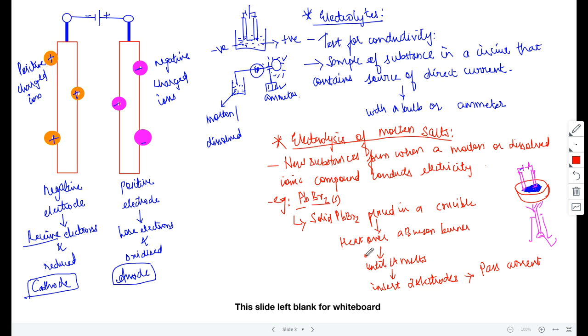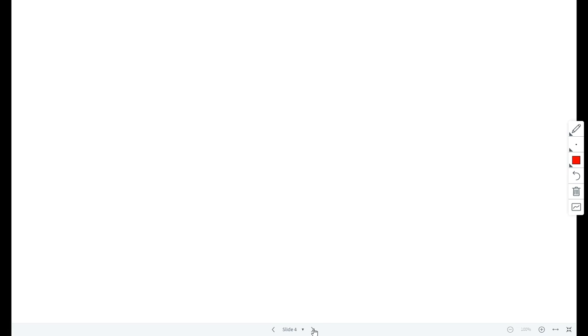So now we have conducted an experiment. I told you the procedure of how I am electrolyzing it. Now we are going to see the results. What are the two electrodes? The positive and the negative: the cathode and the anode. So what is happening at the anode?